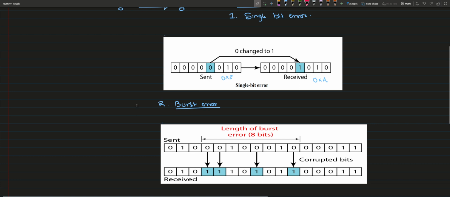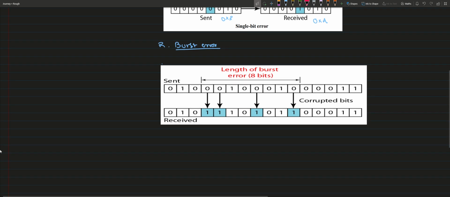In order to avoid this kind of error, what we basically do is add redundancy. What is the meaning of redundancy? We actually send some extra bits, redundant bits. We send extra bits for correcting or detecting the error.